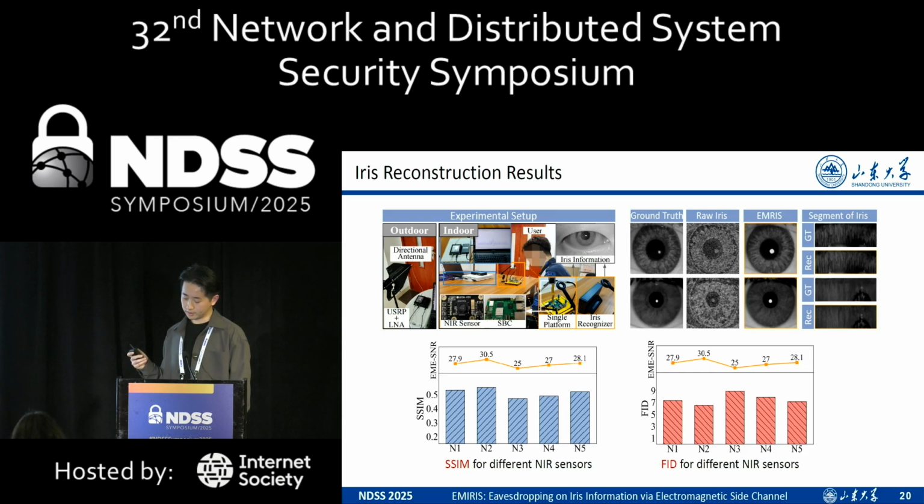To measure quality, we use SSIM, Structural Similarity Index Measure, which tells us how similar the reconstructed iris is to the original iris. The higher the value, the better. We also use the FID, which tells us how well the generated iris image matches the real iris image. The lower the value, the better. We can see that EMIRIS performs well under different conditions for both SSIM and FID.